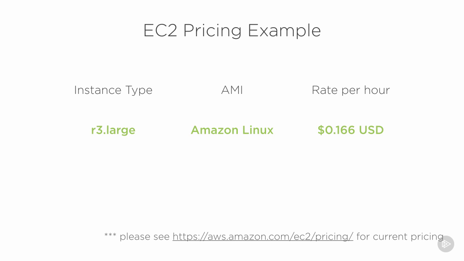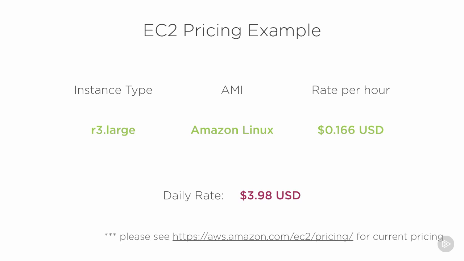Let's look at the pricing of a large memory optimized instance running Amazon's Linux image. The per hour rate is 16.6 cents, which gives it a daily rate of a little under $4 per day. You pay only for what you use, so you can start and stop the instance whenever you want and only pay for the time it was alive.